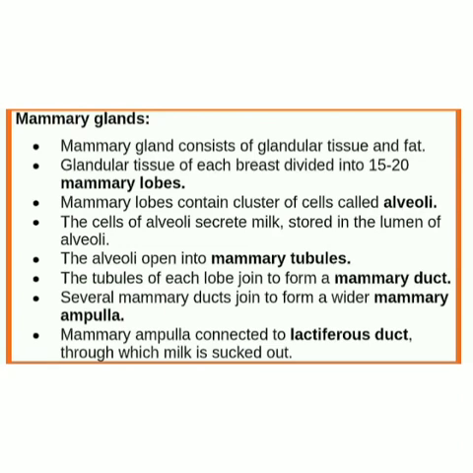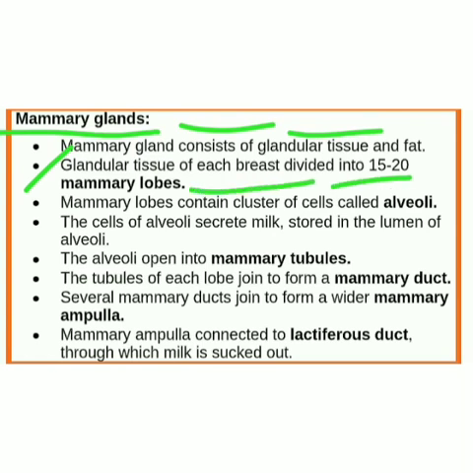Next one is mammary glands. Mammary gland consists of glandular tissue and fat. Glandular tissue of each breast is divided into 15 to 20 mammary lobes. Mammary lobes contain clusters of cells called alveoli. The cells of alveoli secrete milk, stored in the lumen of alveoli.